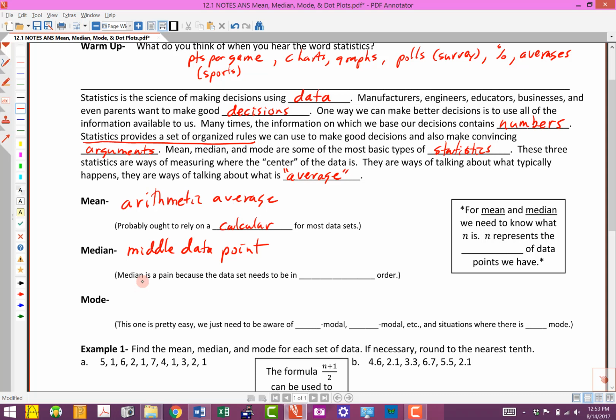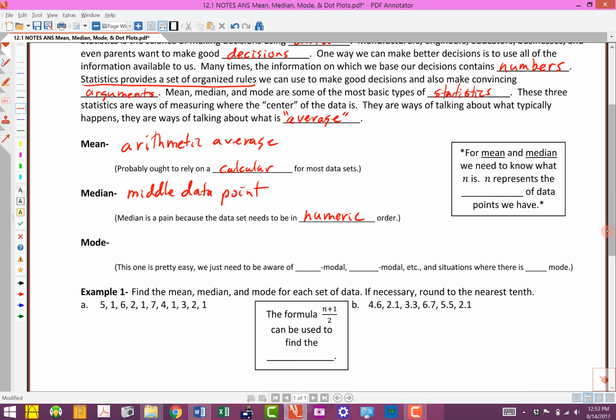Now, the middle point, the median, is kind of a pain because the data set needs to be in numeric order. Most of them are not in numeric order. They're not from smallest to biggest or biggest to smallest. Normally we would put them in ascending order, small one first and then the biggest one last. So the median can be a bit of a pain. All we have to do is find the middle point, but if there are lots of points, first of all we've got to put them in order, and then we've got to find the very middle point, okay?